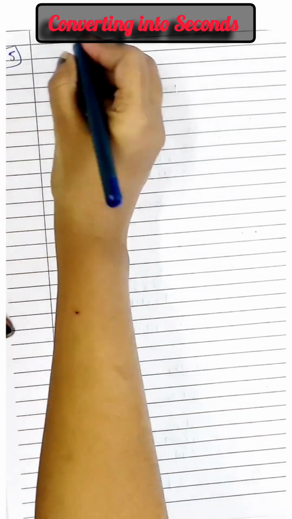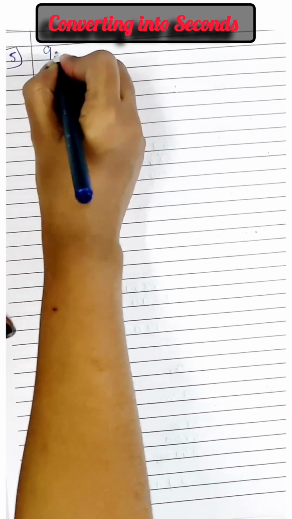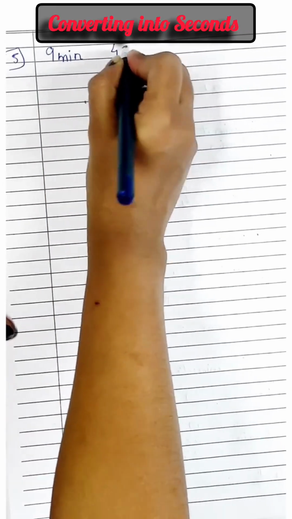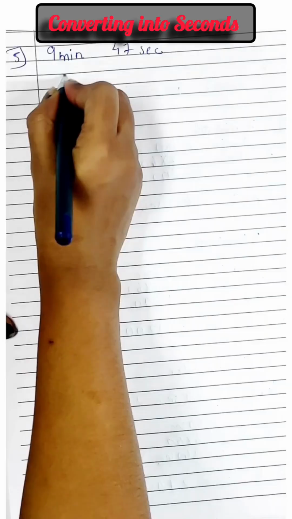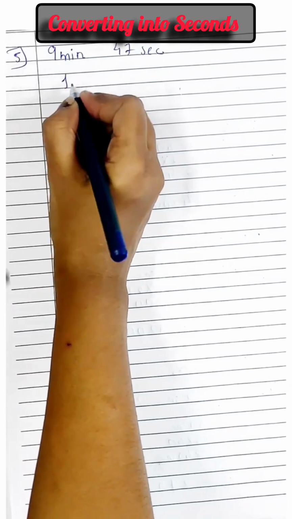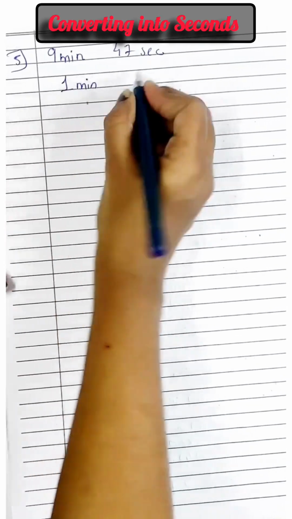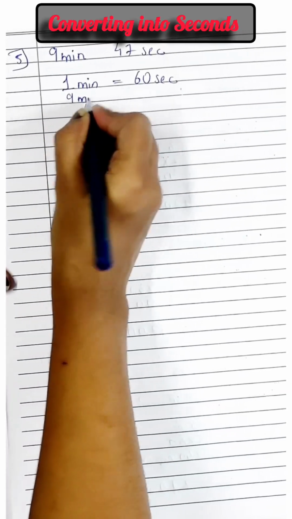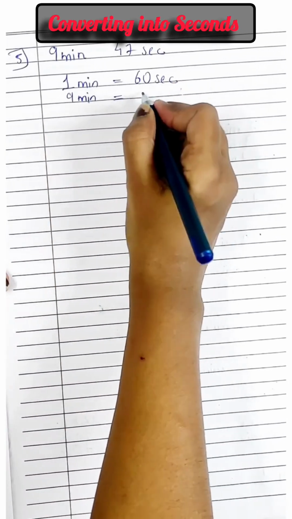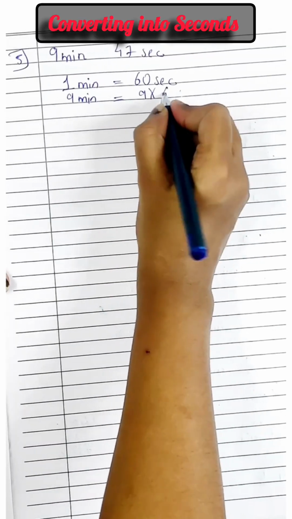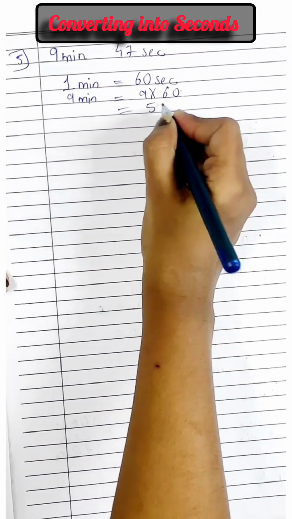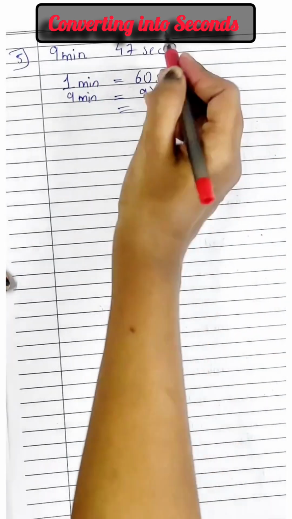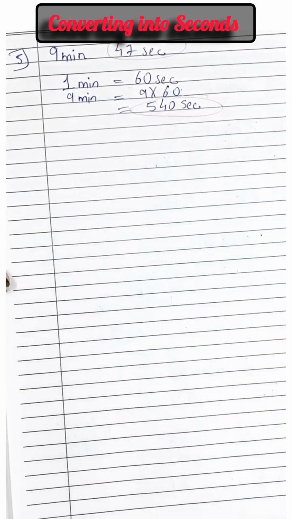Fifth sum. 9 minutes 47 seconds. So first convert your minutes into seconds. 1 minute is equals to 60 seconds. So 9 minute is equals to 9 multiplied by 60, which will give you 540 seconds. So now you will add this and this seconds.